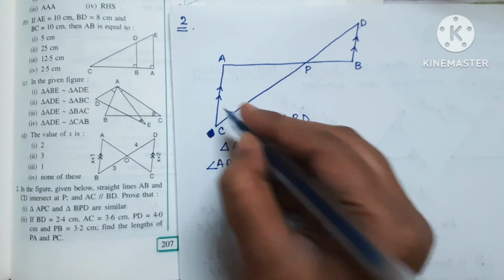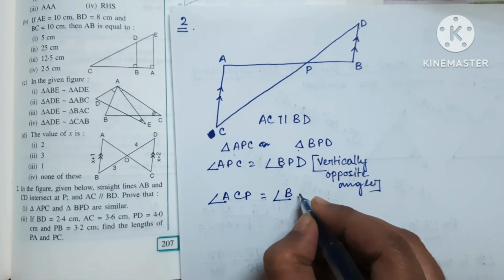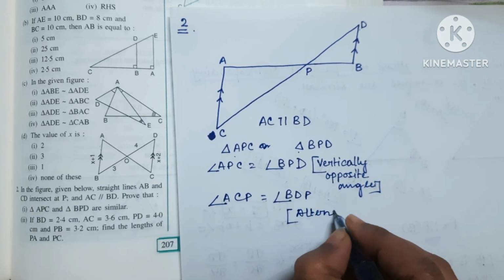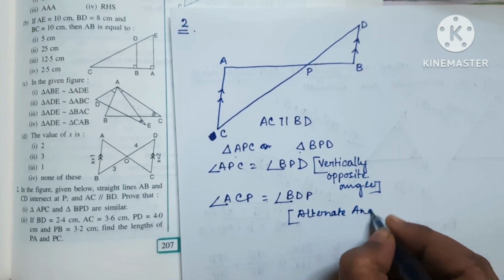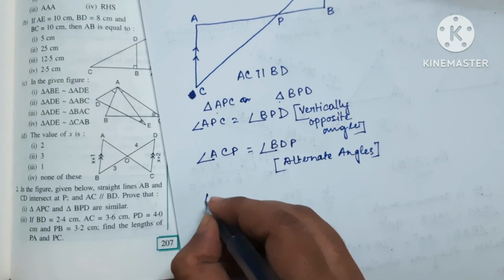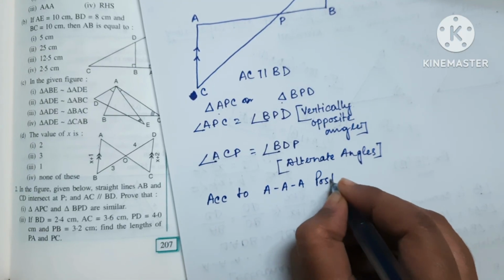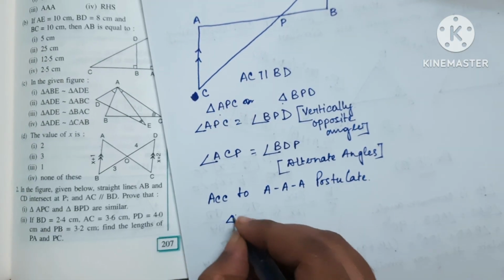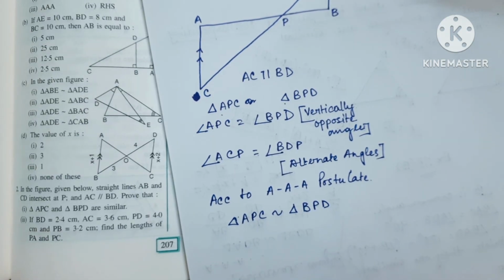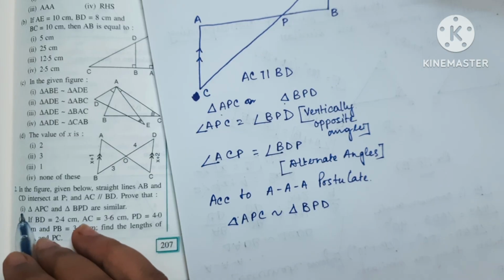So these two angles, angle ACP is equal to angle BDP. Why? They are alternate angles. So according to AAA postulate, triangle APC is similar to triangle BPD. Okay. Now that means, see, the first part is proved.